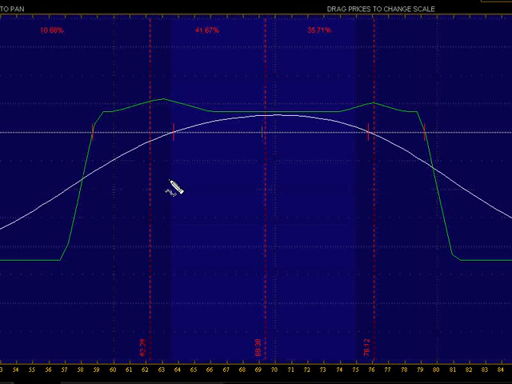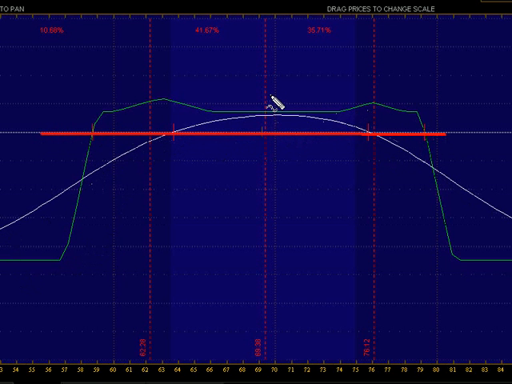Here's a shot of my broker's analyze tool, and you can see right now the white line is really the P&L for today, and the green line is the P&L for expiration date. This white line here is kind of the zero line as far as profit and loss. So anything above this line is a profit, anything below this line would be a loss or a debit.